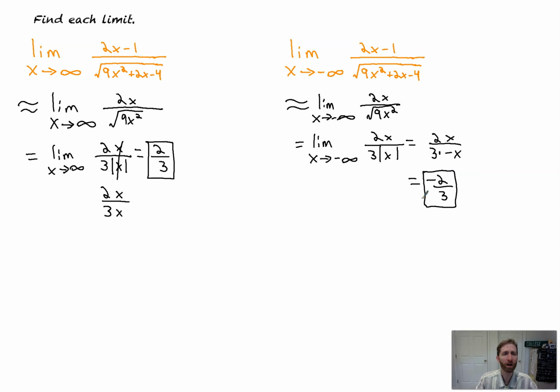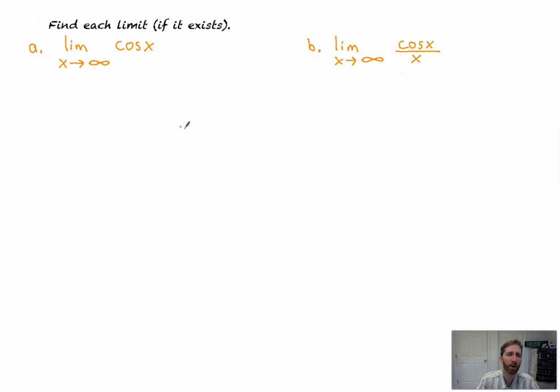So a couple of more challenging limits there, but I think that if you do it conceptually, you'll be in fine shape. All right, a couple other conceptual type problems are ones that involve trigonometry, and they are rad. Let's dive in. So find each limit if it exists. We've got the limit as x goes to infinity of the cosine of x.